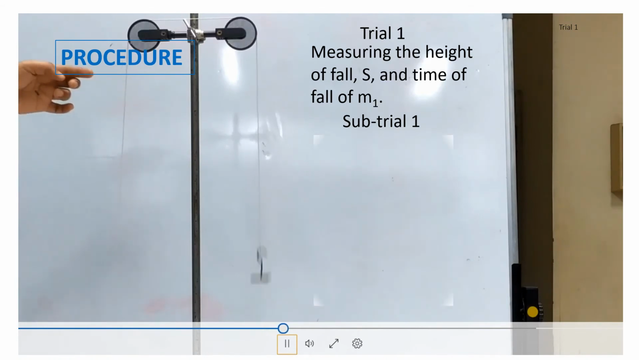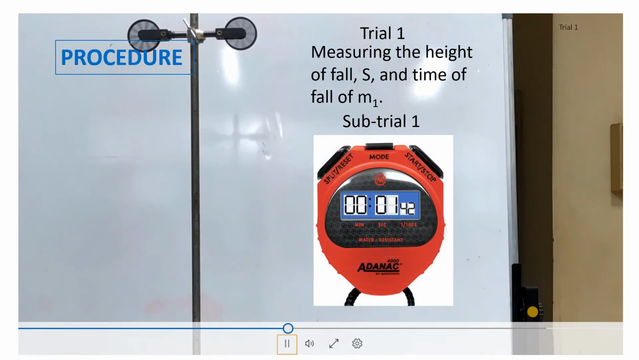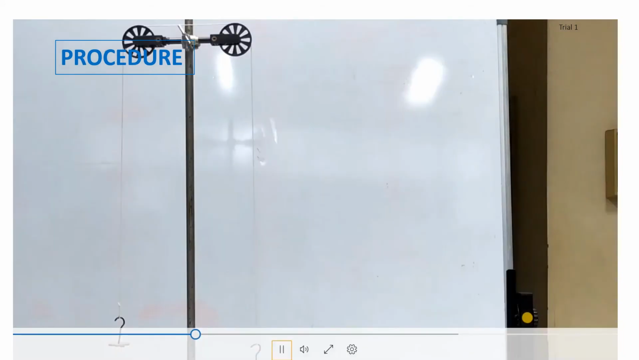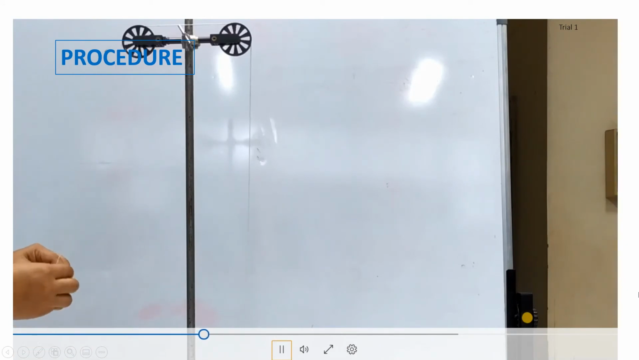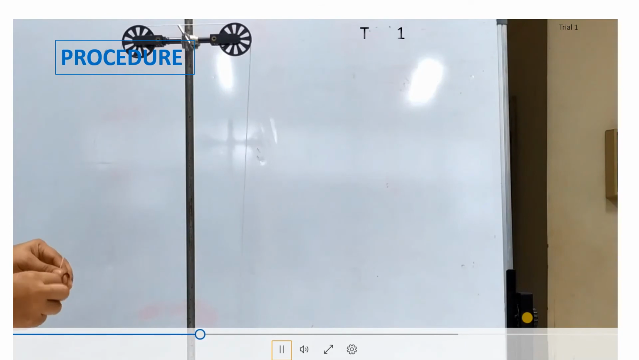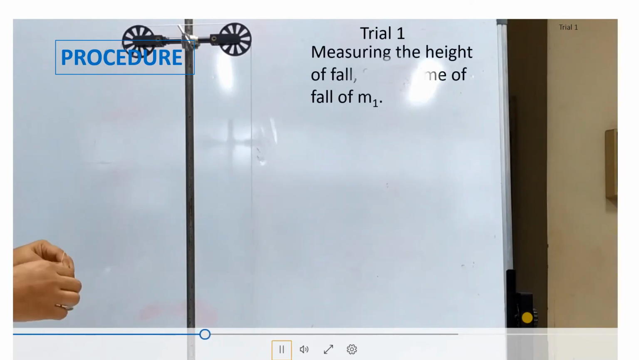Observe the duration of fall. Read the time recorded in the stopwatch and record properly. For the next sub-trial, for trial 1, position m sub 1 and m sub 2. Measure the height of fall.